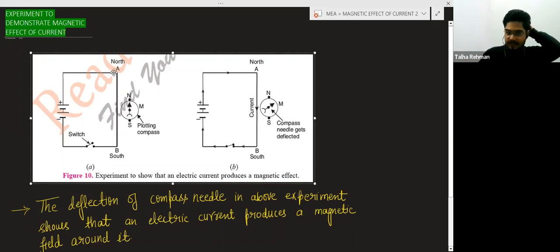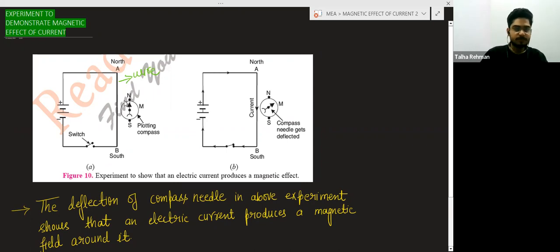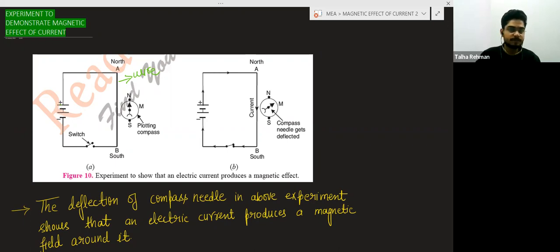So now this is a wire, or a conductor, and this wire is connected with a battery. This is the battery.